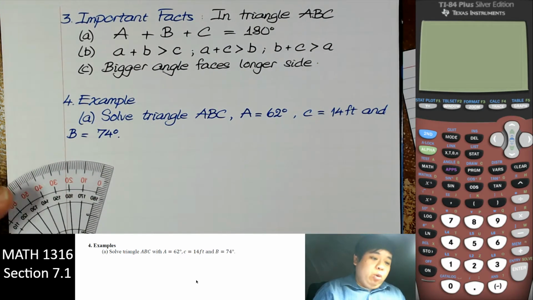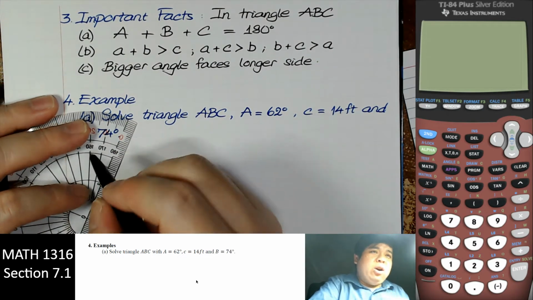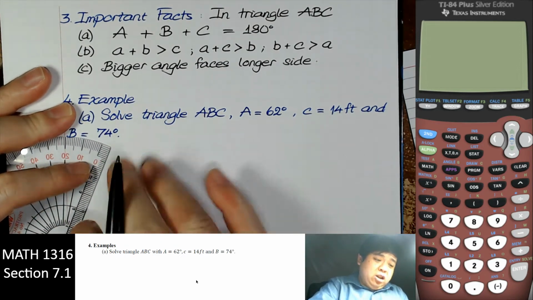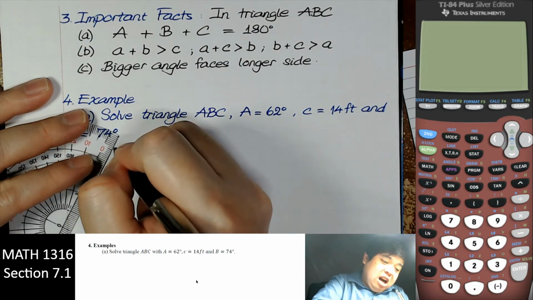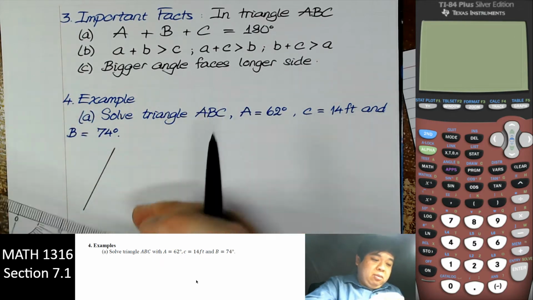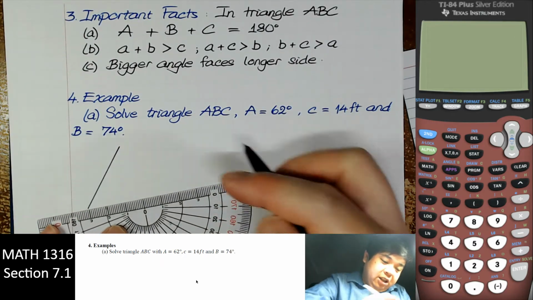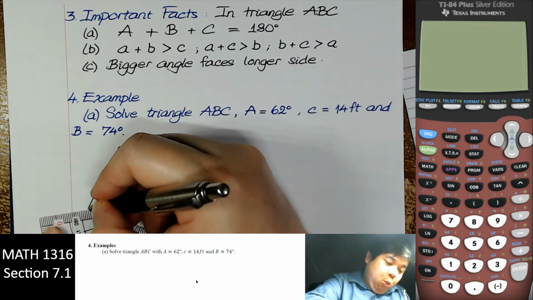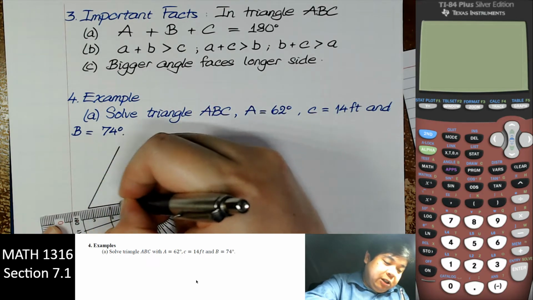It will be very useful if we just draw the triangle. It doesn't have to be exact information we have. Just draw a kind of generic triangle, so at least we have the idea of what we are looking for.